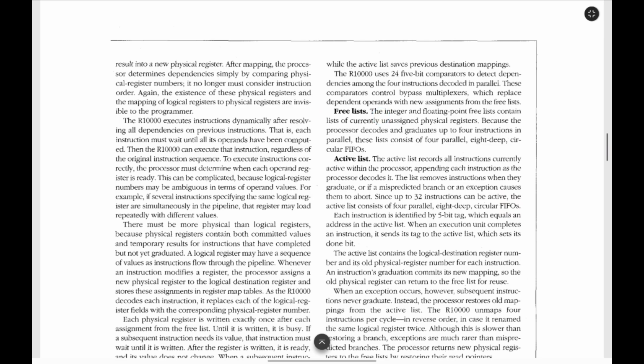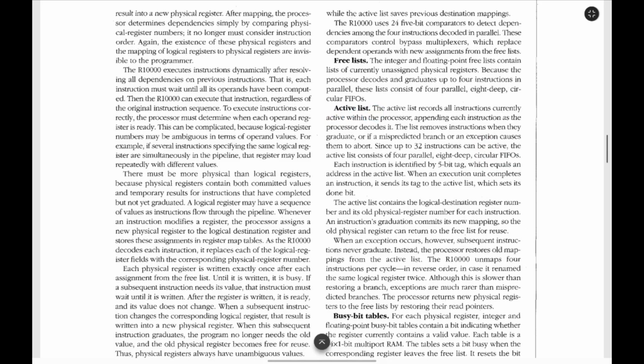Next, the free list. The integer and floating point free lists contain a list of currently unassigned physical registers. Because the processor decodes and graduates up to 4 instructions in parallel, this list consists of 4 parallel 8-bit wide circular FIFOs.